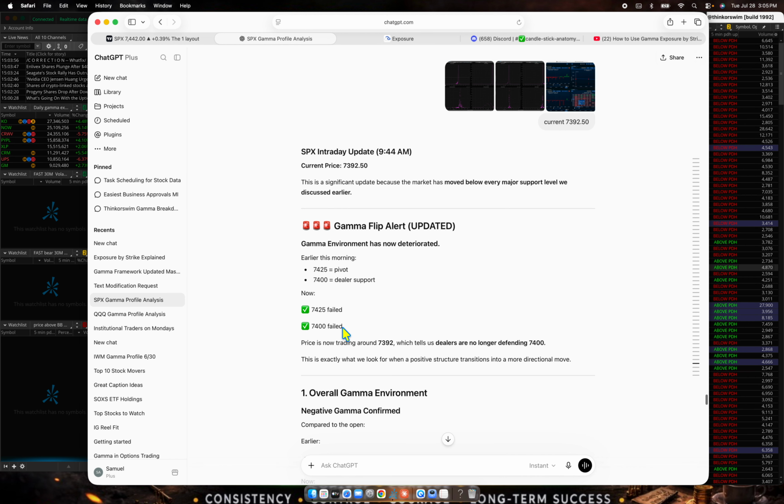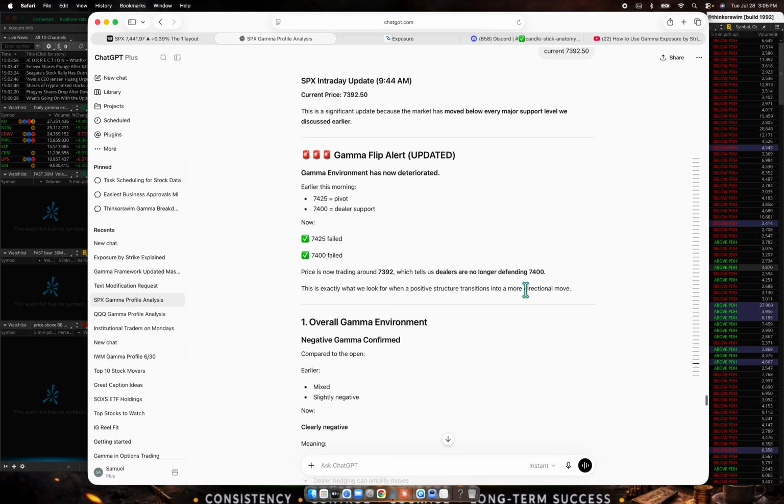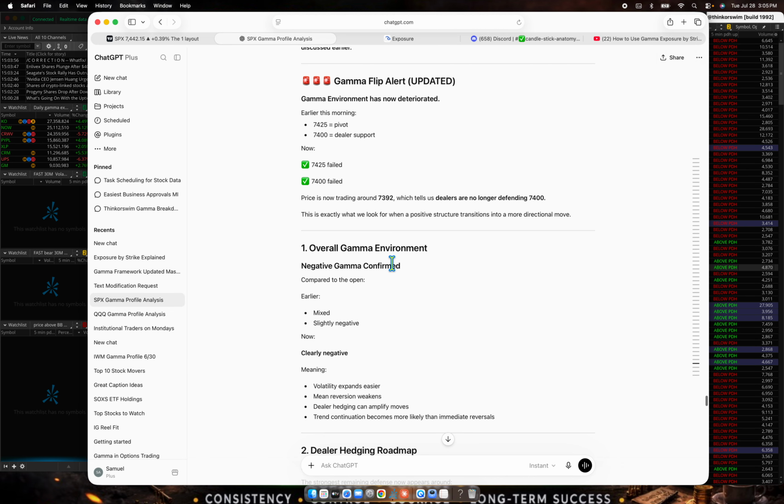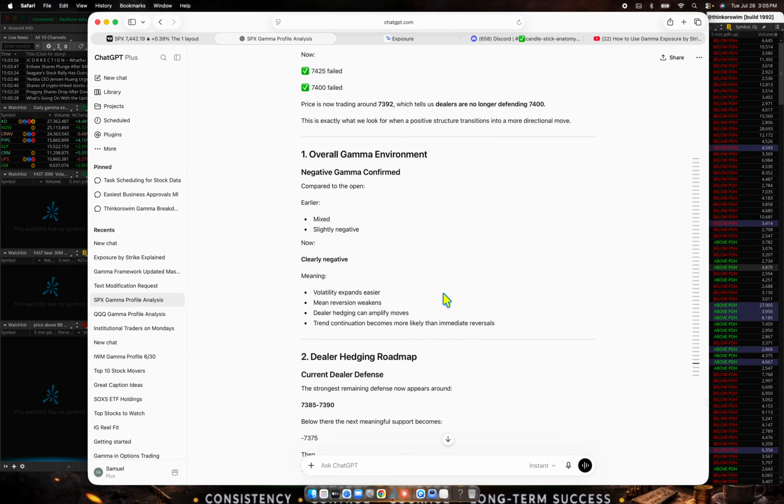74.25 failed, 7400 failed. Price is trading now at 73.92, because I always put where the current price is, right? Dealers are no longer defending 7400. Negative gamma confirmed. Remember, it shot down, then it did eventually start coming back up, right?